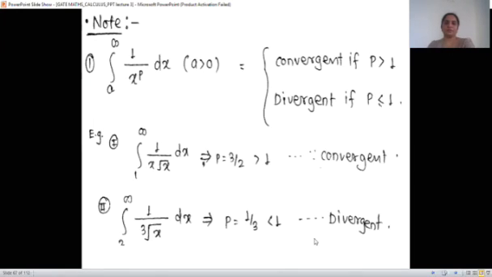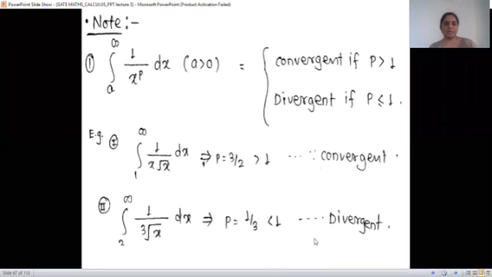One more note: integration a to infinity of 1 upon x raised to p dx, where a is greater than 0, is convergent if p is greater than 1, and is divergent if p is less than or equal to 1.